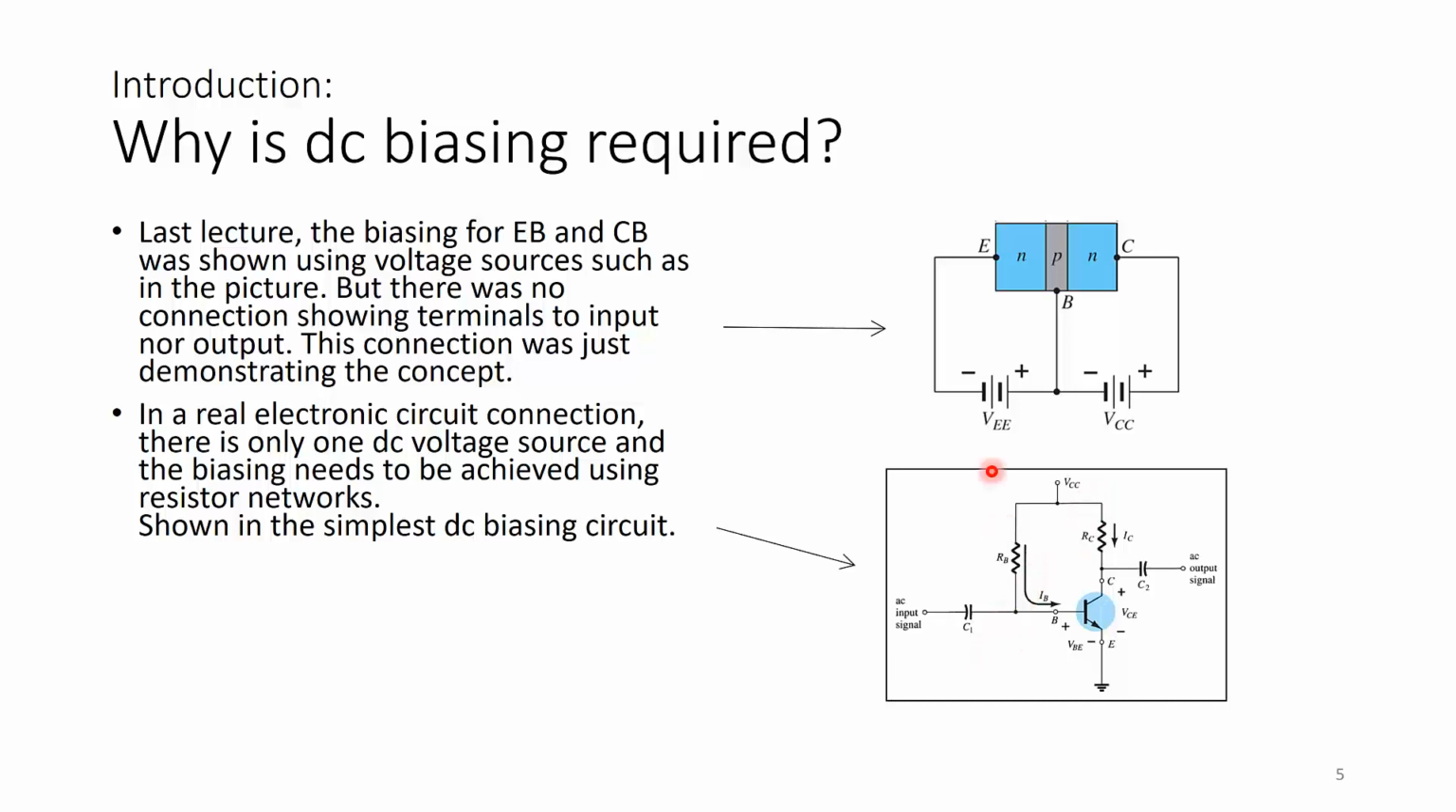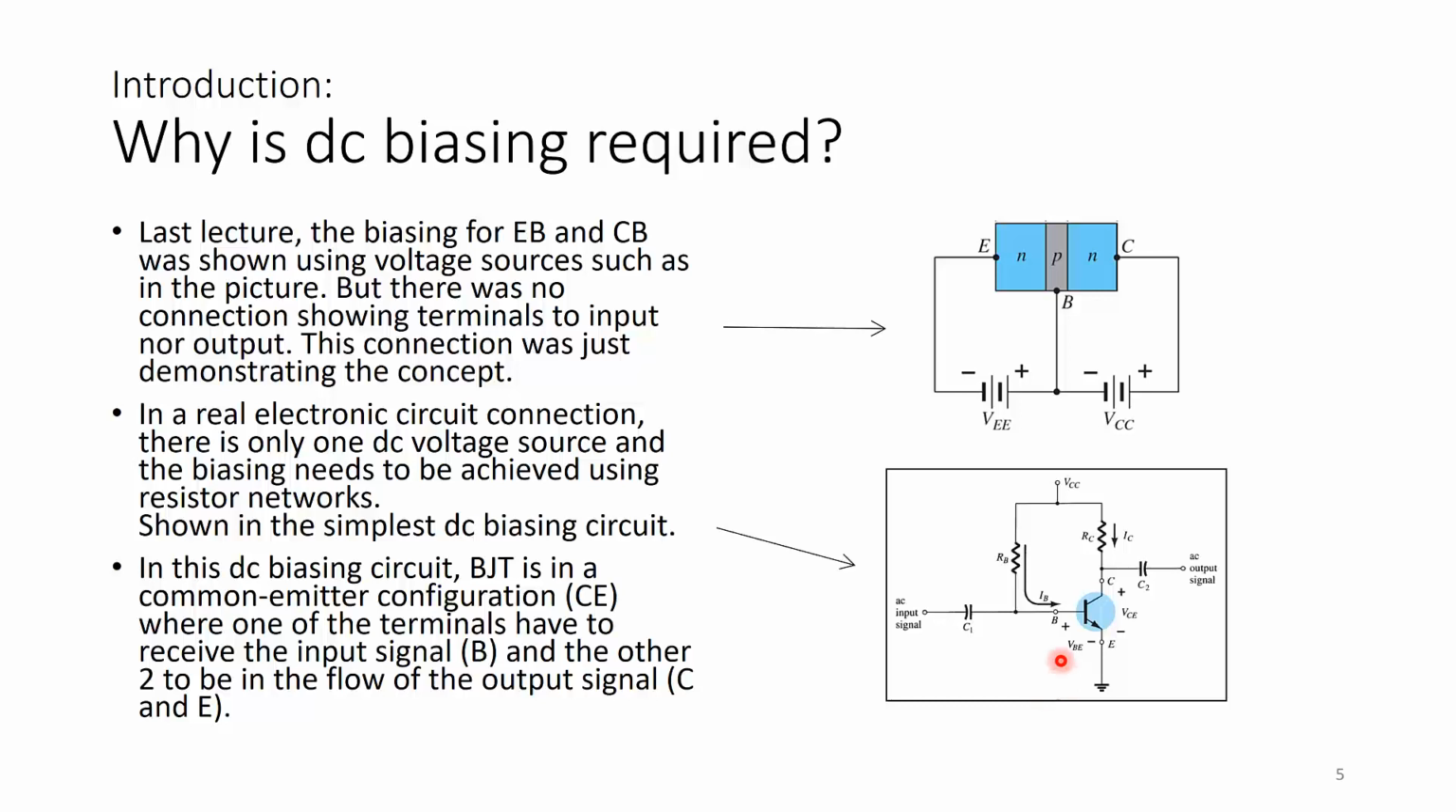To achieve the forward bias of the base emitter junction and the reverse bias of the collector base junction, we use a resistive network connected to the BJT. Here we show the simplest DC biasing circuit, the fixed bias configuration, which we focus on in this video lecture. In this circuit, the BJT is in the common emitter configuration because the emitter terminal is closest to ground. The base receives the input signal, and the collector and emitter are in the flow of the output signal. So from here we have the input characteristics, IB versus VBE, and the output characteristics, IC versus VCE.